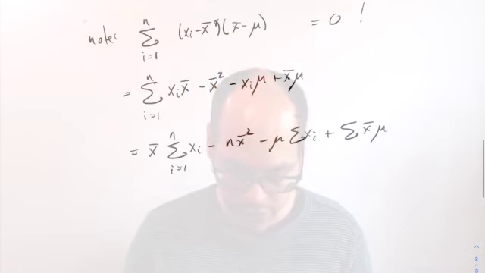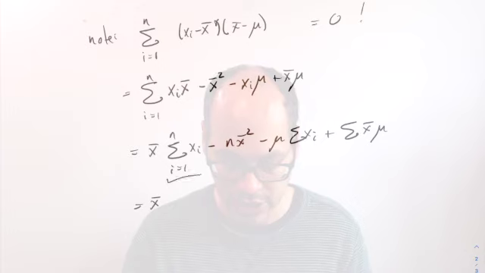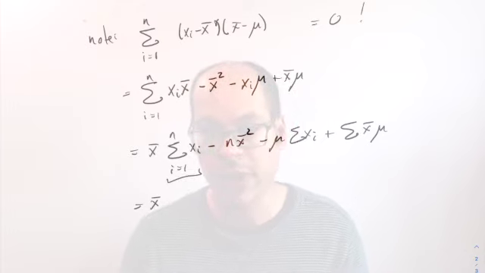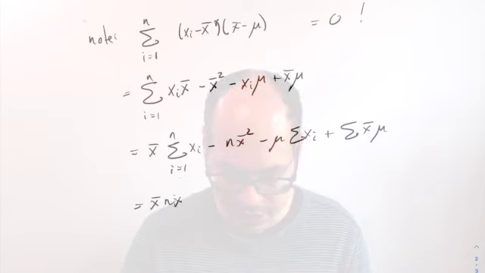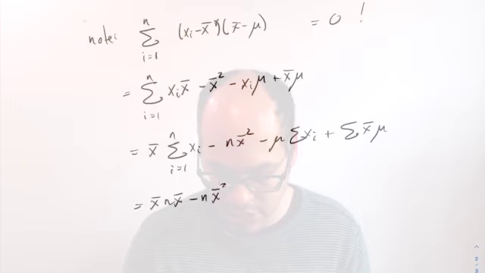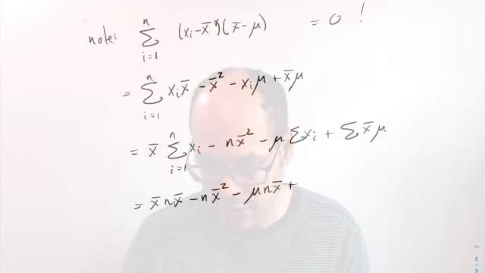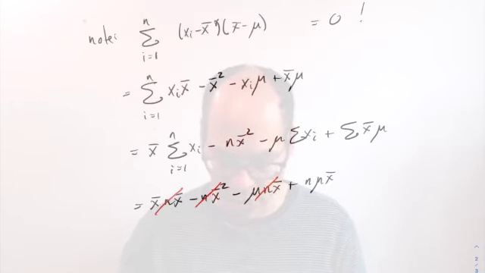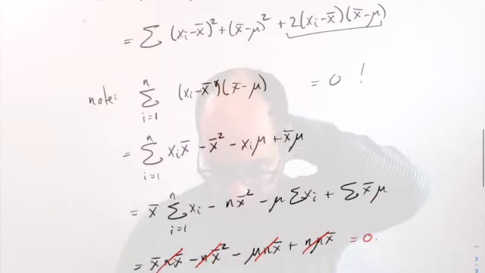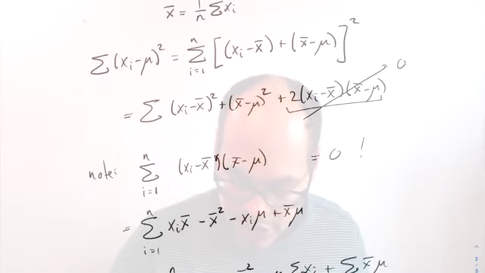Now, 1 over n of the sum of the xi's is this thing we call x bar, so the sum is n times x bar. Then I get n x bar squared. Then I get mu times the sum of the xi's, that's n x bar. And I get plus n mu x bar. Boom, boom, boom, all these things cancel, and the whole thing is equal to 0, as we said.